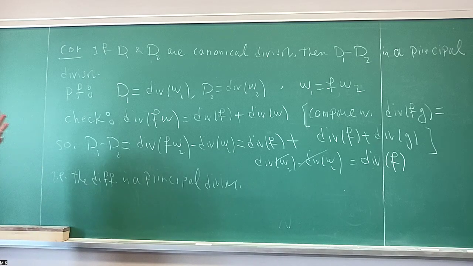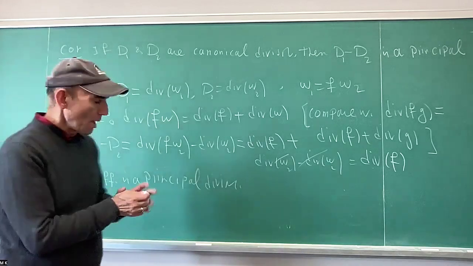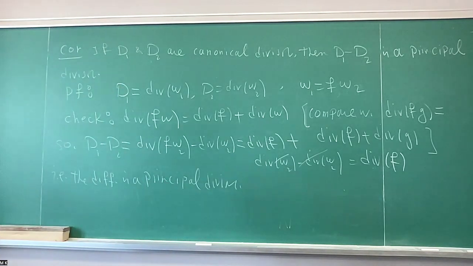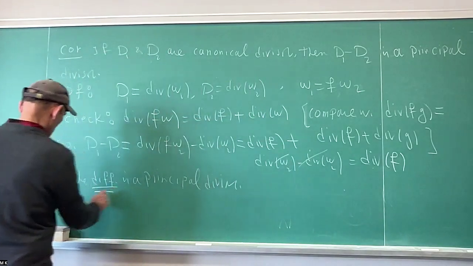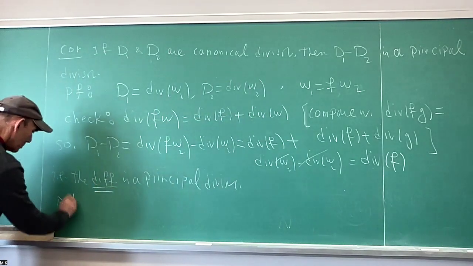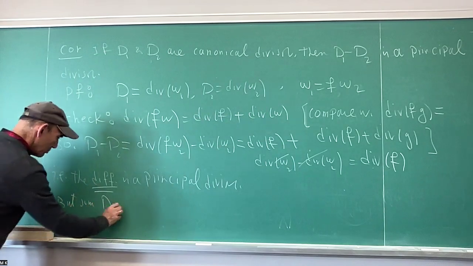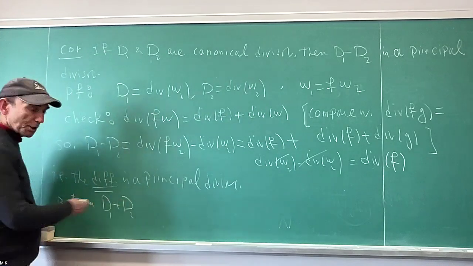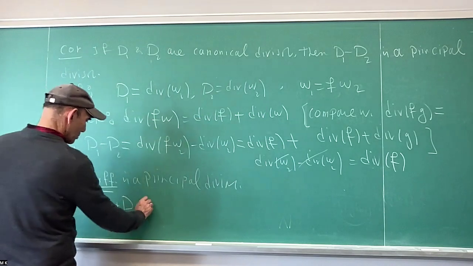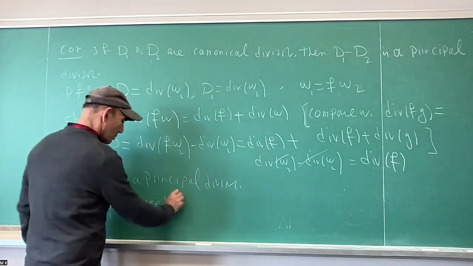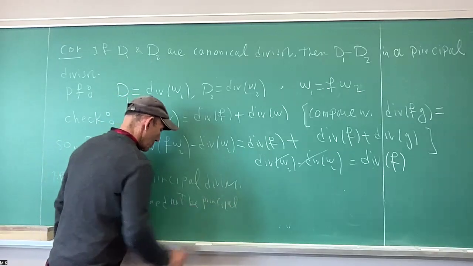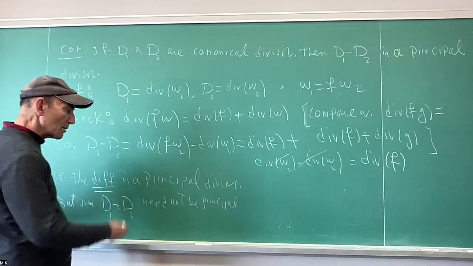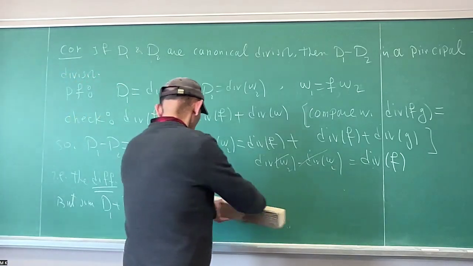Notice that the sum of two principal divisors is not a principal divisor, not at all. The difference here, but the sum need not be principal. I mean, need not be canonical.